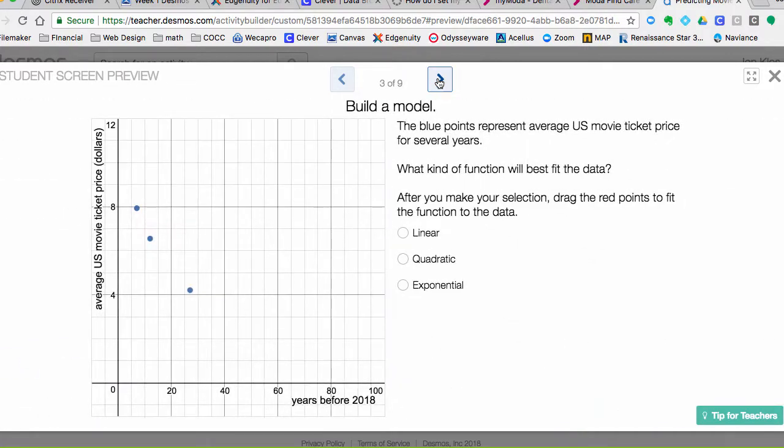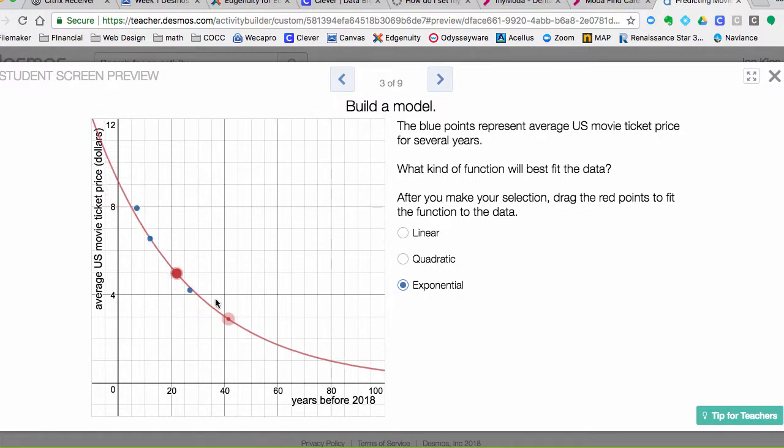All right, on the third slide, now you're going to start building a model. Now we're going to start using some algebra. We've done linear equations and quadratic equations in the first semester. Now we're getting more into exponential. So now we're going to say, drag the red point. We're going to do an exponential function. Here's where I'm going to tweak around, and I want to make a function that seems to fit these points as best as possible.